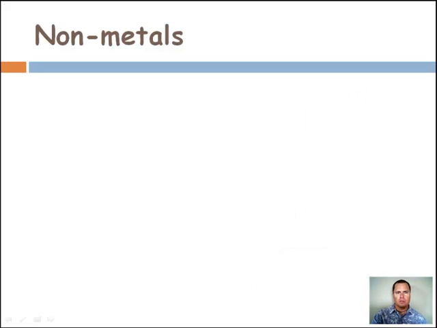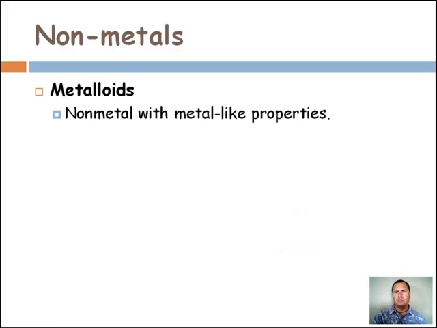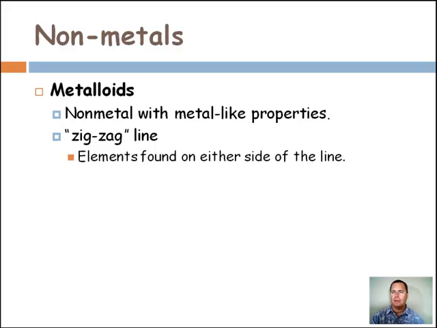Now the third group I talked about was your metalloids. Metalloids are nonmetal elements that have metal-like properties. So they're kind of metalloids, metal-like. They're nonmetals with metal properties. Okay, this forms a zigzag line on the periodic table. And if we look at the elements, they're going to be found on either side of that.